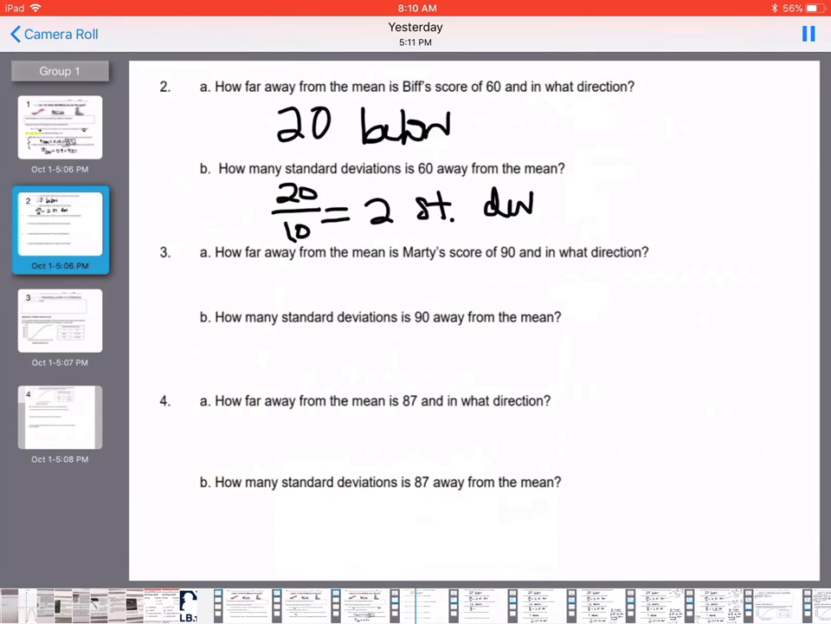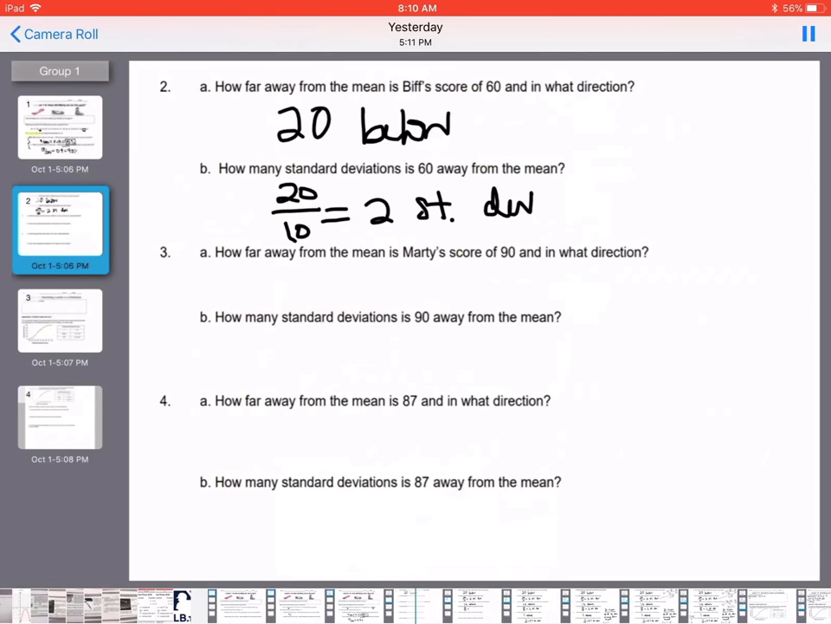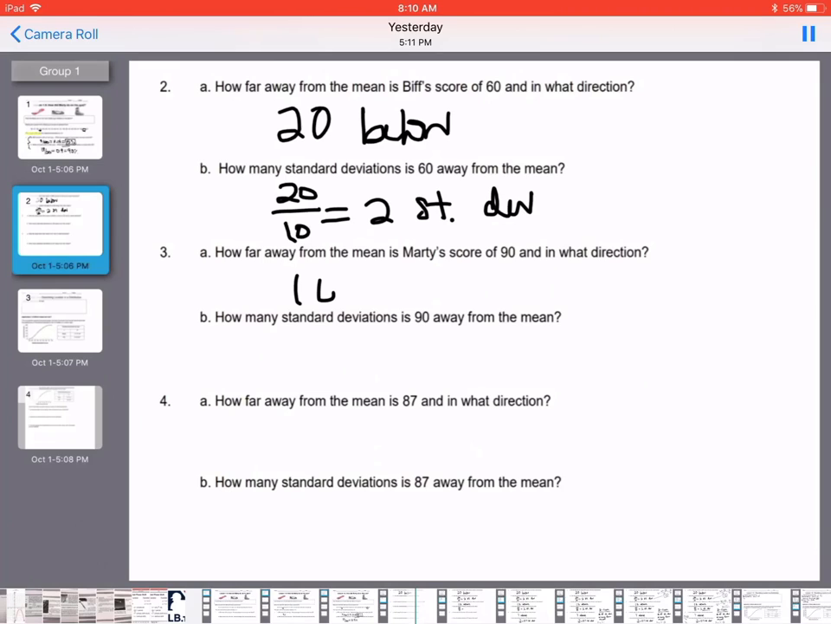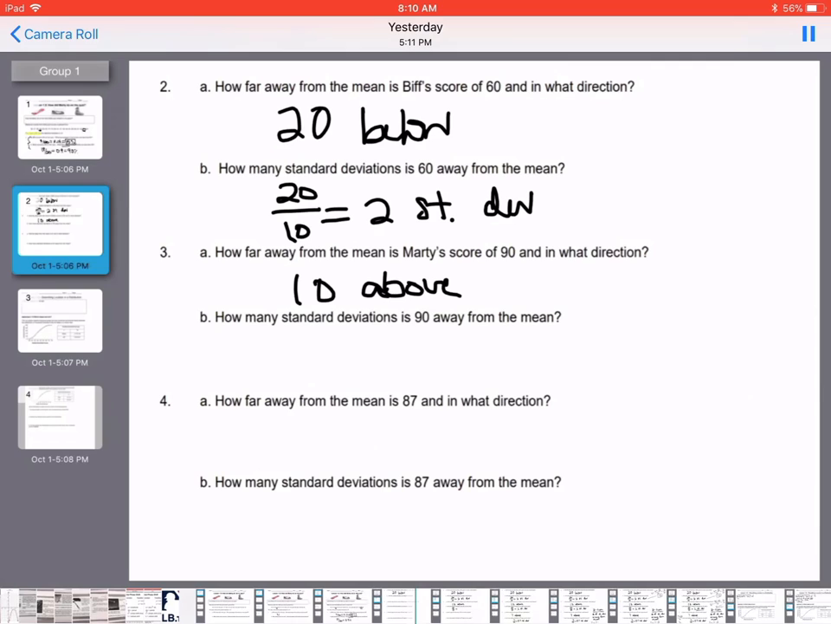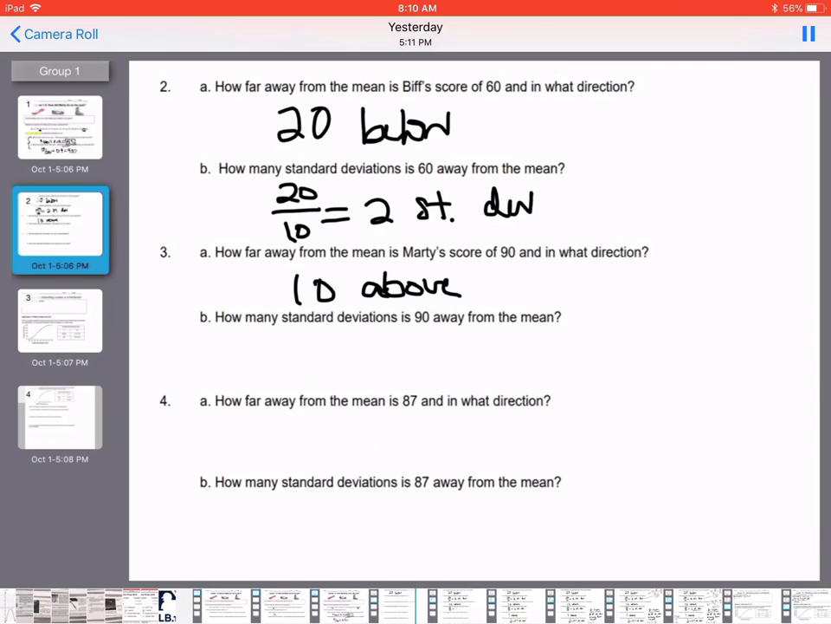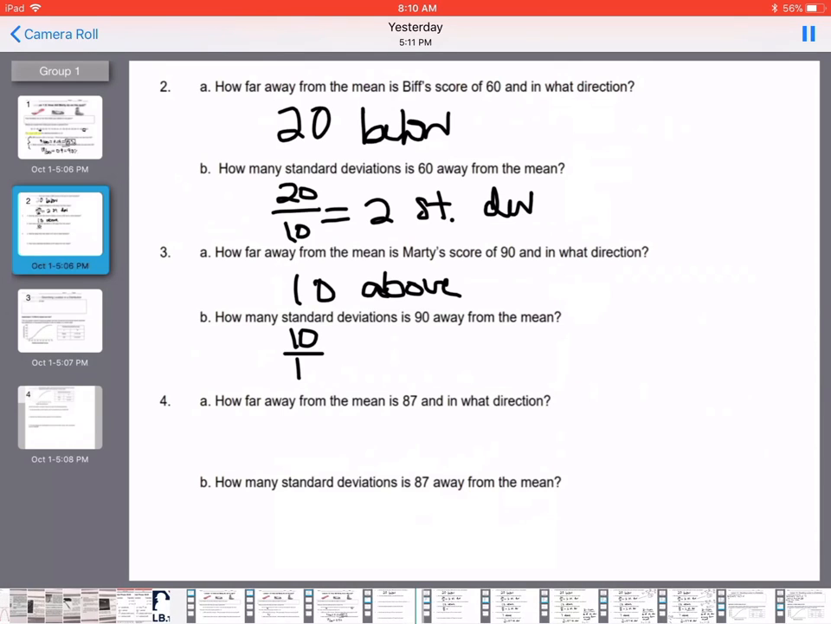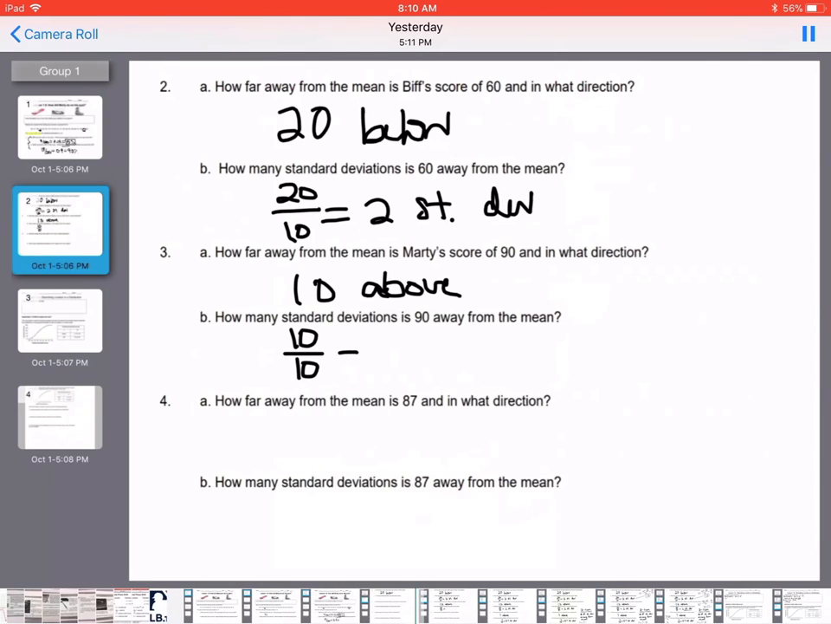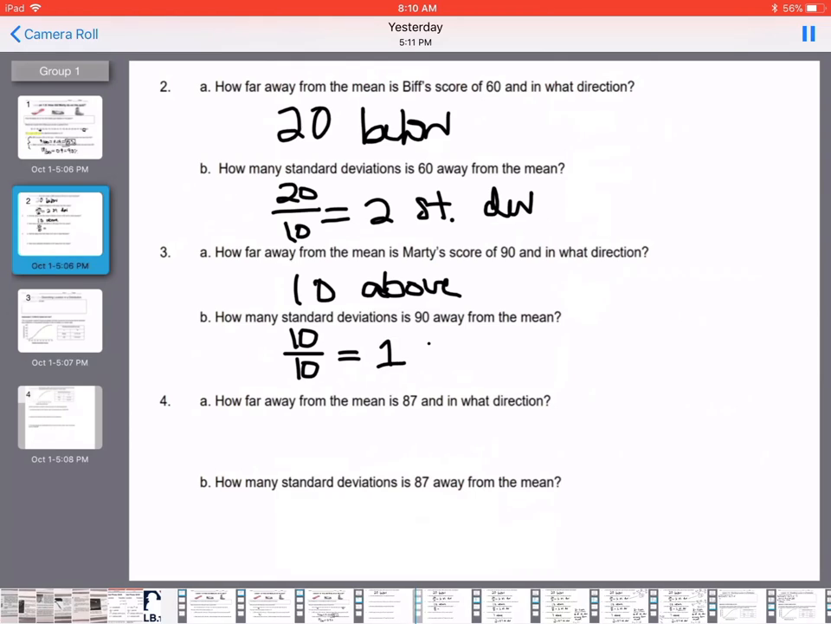Number 3. How far away from the mean is Marty's score of 90 and in what direction? Remember, the mean is 80. So if Marty's score is 90, that's 10 above. How many standard deviations is 90 away from the mean? Again, just take your 10 above and divide it by the standard deviation of 10, and you get 1 standard deviation.